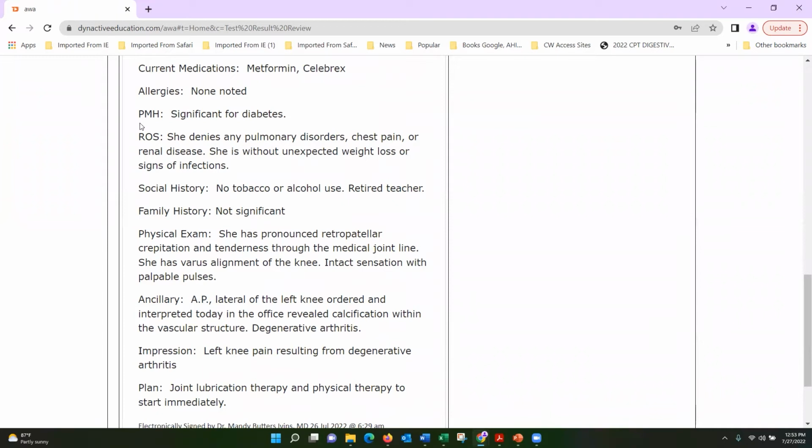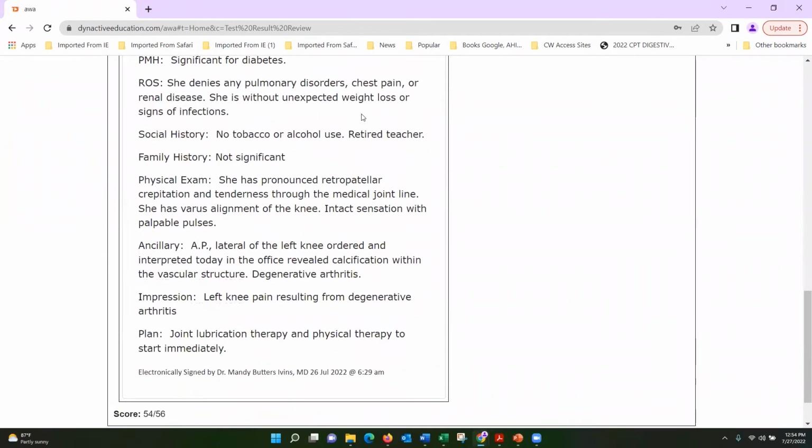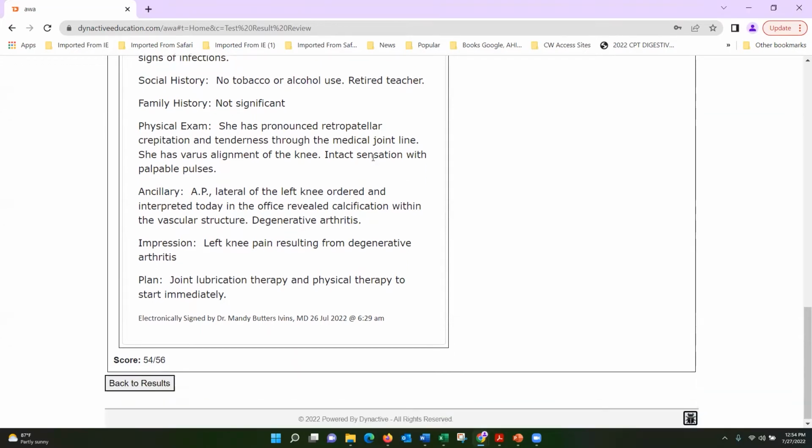And I get to allergies, past medical history. She has diabetes, which is what we were just talking about. All right, her review of symptoms. She has no disorders. She is without unexpected weight loss or signs of infections. She's a retired teacher. No alcohol, no tobacco. Not significant in the family history.